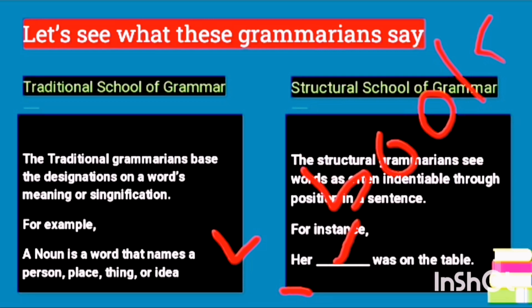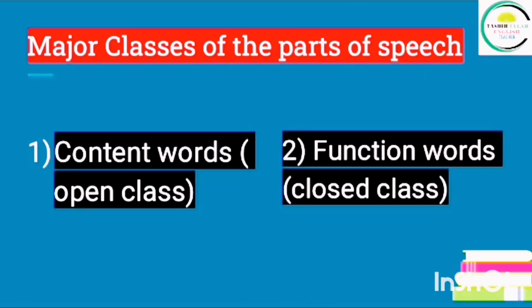Okay, so these two different schools of grammar have different ideas and views about the part of speech. Using the valuable ideas and views by these different schools of grammar, we may classify the part of speech into two major classes. One is called content words. They are also called open class of part of speech. And second is functional words, and they are also called closed class of part of speech.